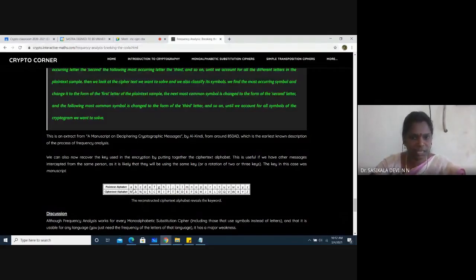The permutation is A replaced by M, B replaced by A, and so on, Z is replaced by Z. This is the permutation used by the analyzer block for encryption.